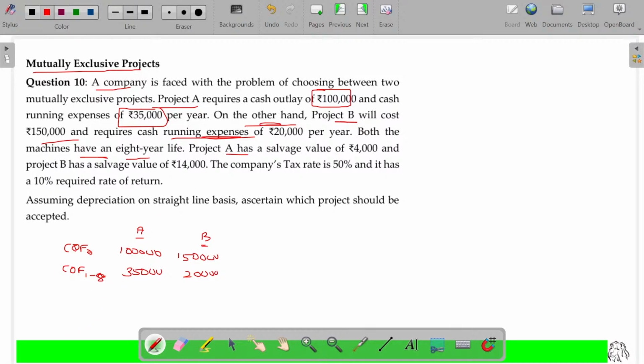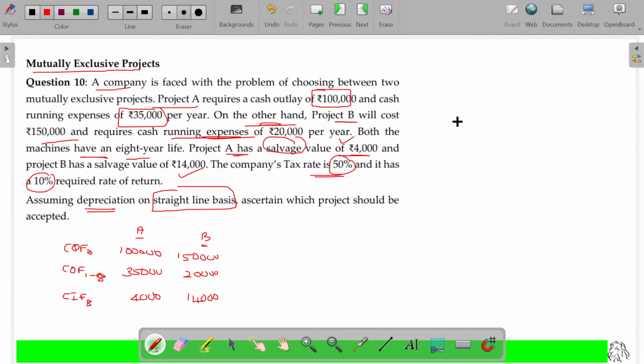Project A has a salvage value of 4,000 cash inflow, which is nothing but scrap value, otherwise named salvage value. You get 4,000 rupees by the end of the 8th year, and in case of B, you get 14,000 rupees by the end of the 8th year. The applicable tax rate is 50% and the applicable cost of capital is 10%. Assuming depreciation on a straight line basis, ascertain which project should be accepted.